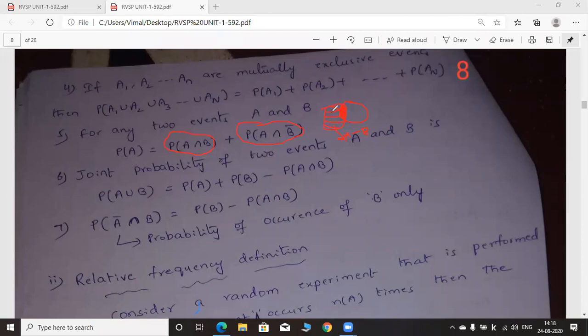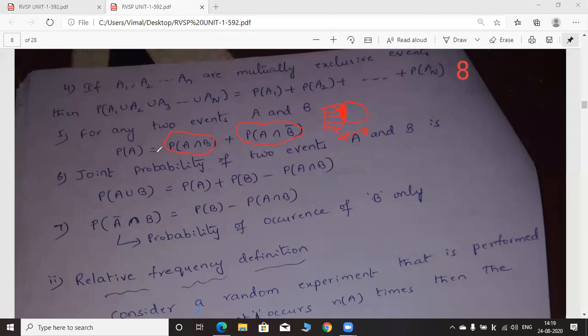Already I have drawn the horizontal lines in this area only. This area is called A minus B, which is also known as A intersection B bar. So all of you see the fifth property. Once again I am telling what is the probability of getting an event A.